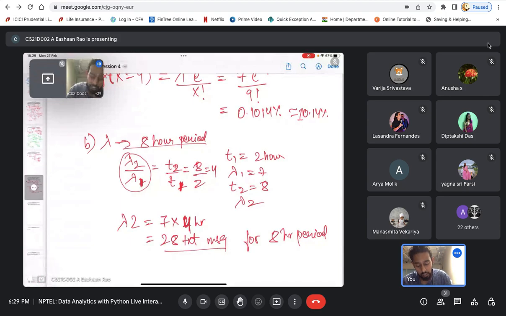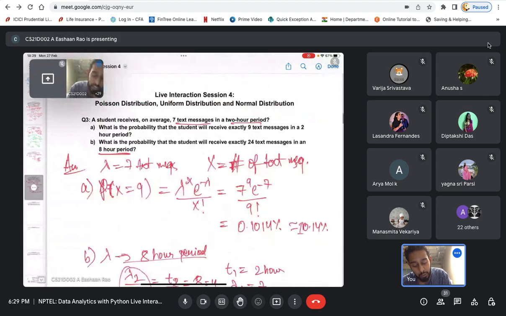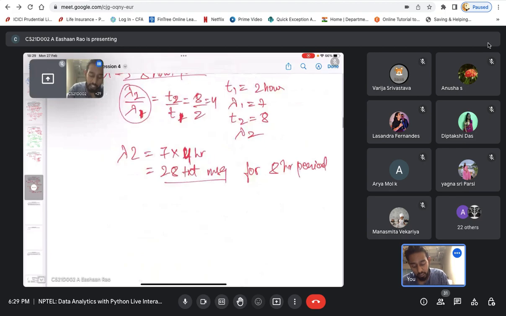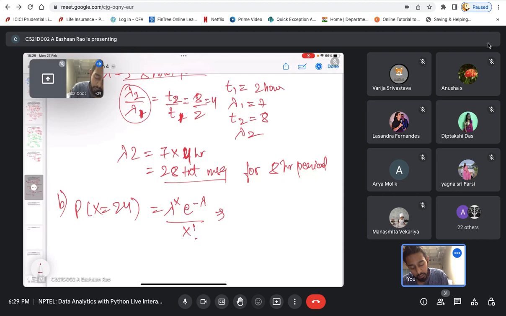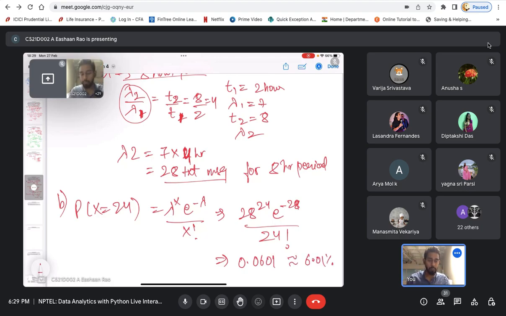So if we apply that for part B, what is the probability that the student will receive 24 text messages, here the random variable is x equal to 24. For the 8-hour period, lambda raised to x, e raised to minus lambda, over x factorial. In this case it is 28 raised to 24, e raised to minus 28, over 24 factorial. If we calculate it using a calculator, it will be 0.0601, which is equivalent to 6.01 percent. So there is a 6% chance that a student will receive 24 text messages in an 8-hour period.